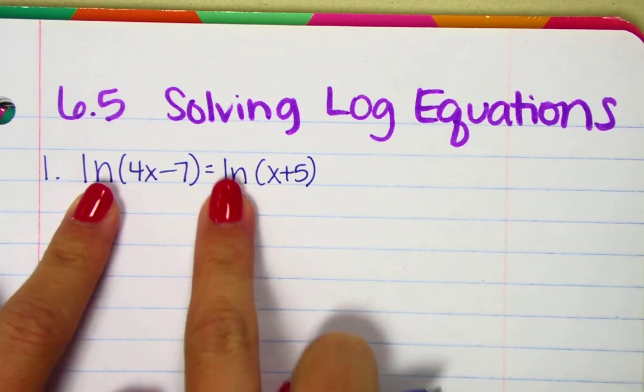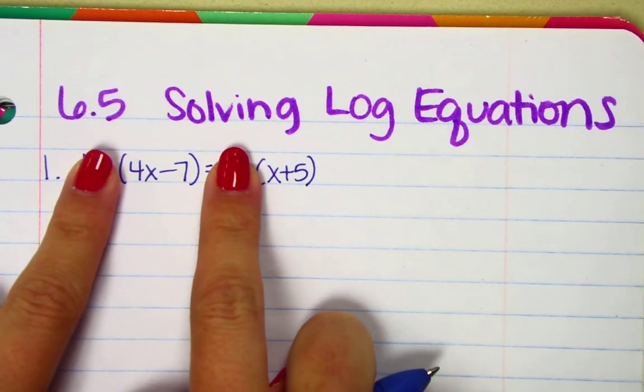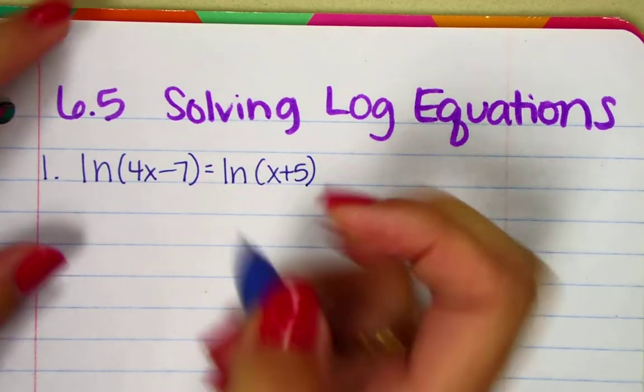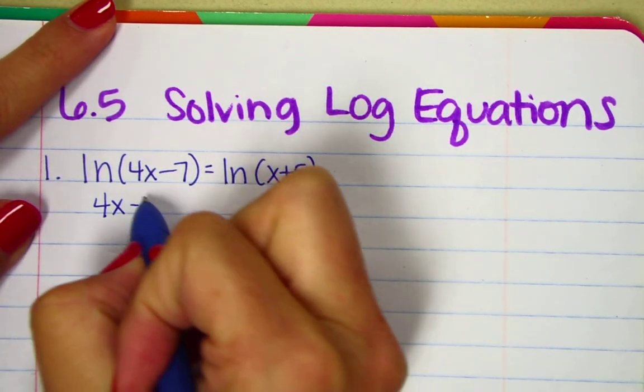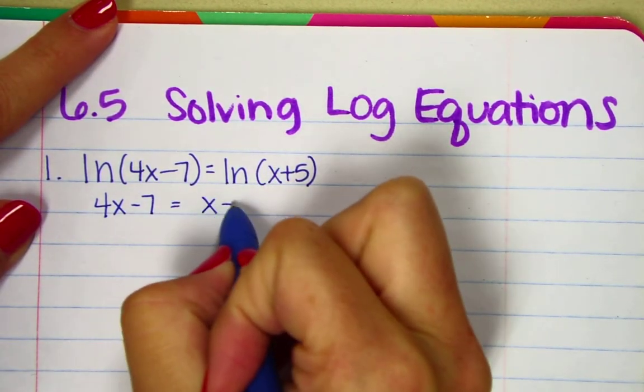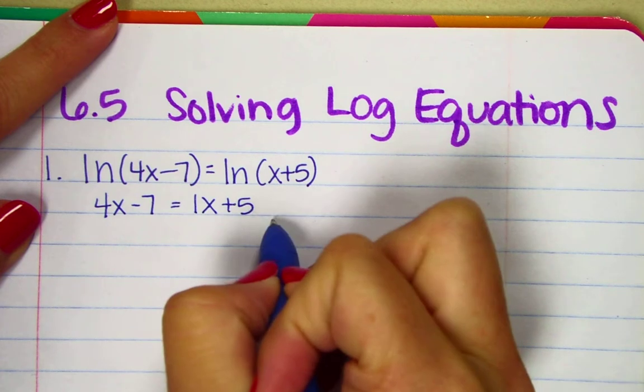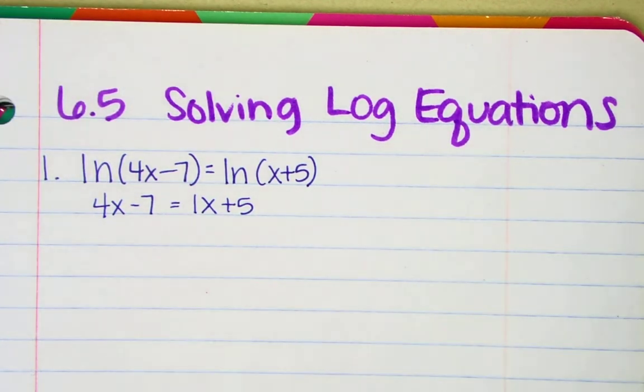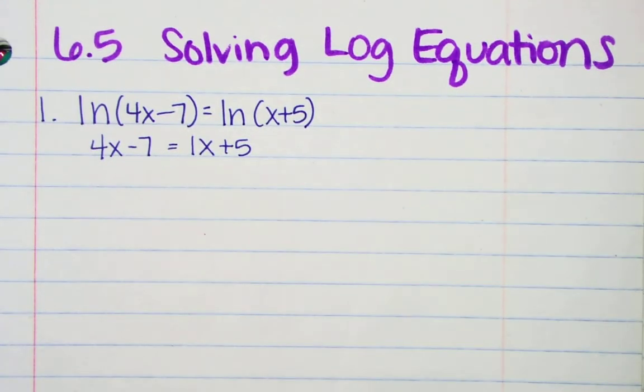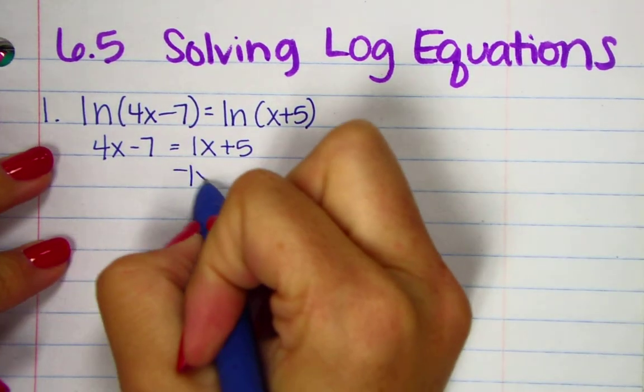Just solve, right? If they both are natural logs, you can ignore it since it's on both sides and just bring down the 4x minus 7 equals x plus 5. I always like to put a 1 in front of there so I don't forget about the number. We can ignore the natural logs while we're solving. Still part of the problem, but we don't need them. Since they do it on both sides, they kind of cancel each other out. Minus 1x is what I would do.